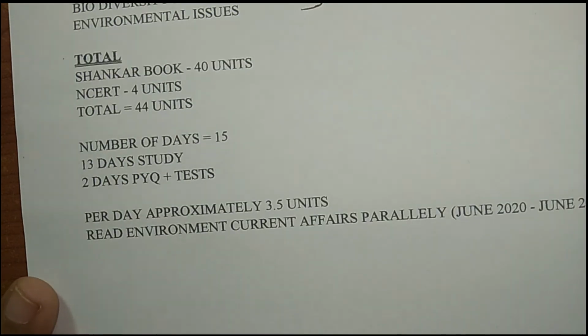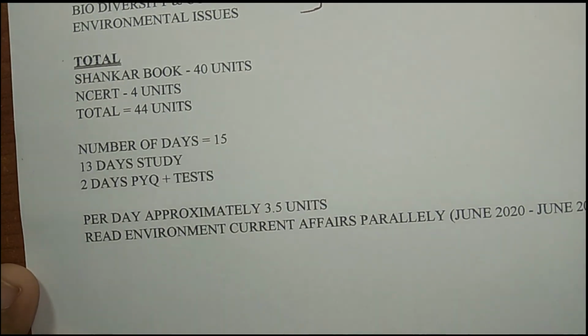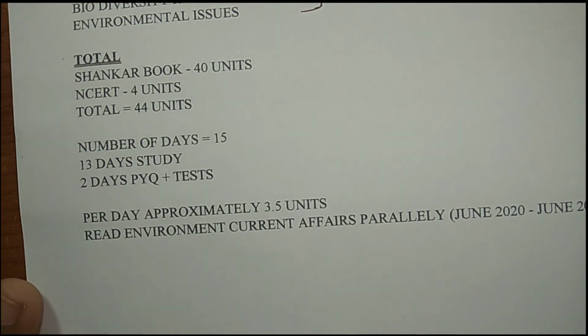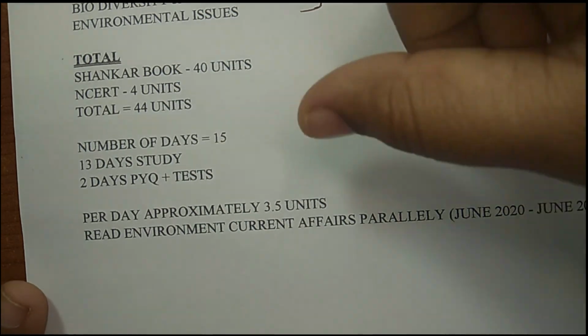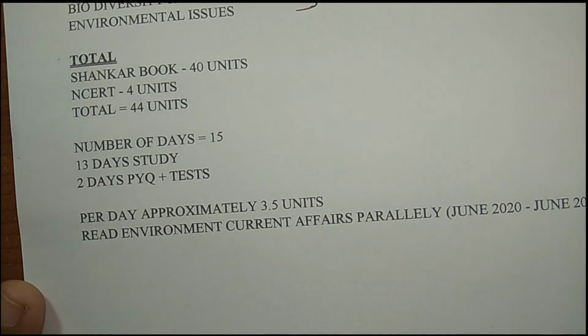In total, in the Shankar book there are 40 units, in NCERT there are 4 units, and in total there are 44 units. So the number of days I have planned to cover environment is 15. 13 days I'm planning to read the book, and the last 2 days I'm planning to solve previous year question papers and tests. Here according to my plan it takes only 11 days to read, but I have added an additional 2 buffer days in the days of study. That is why it is 13 days of study and 2 days of previous year question papers and tests.